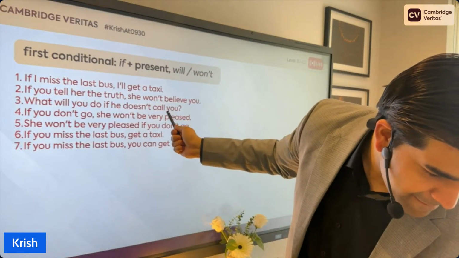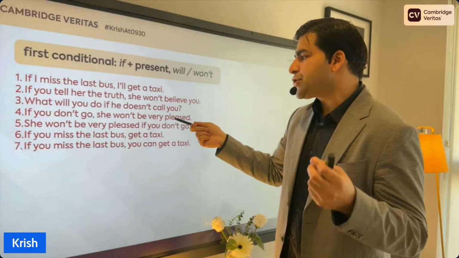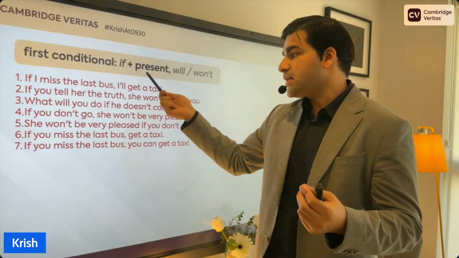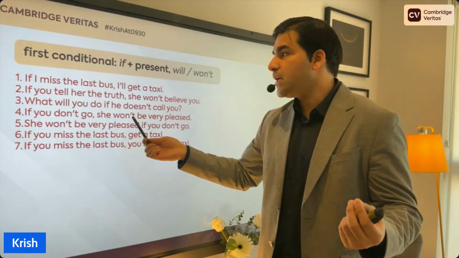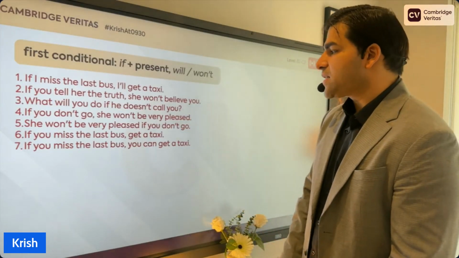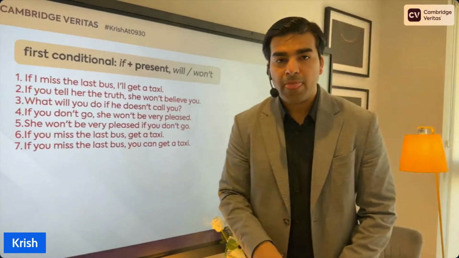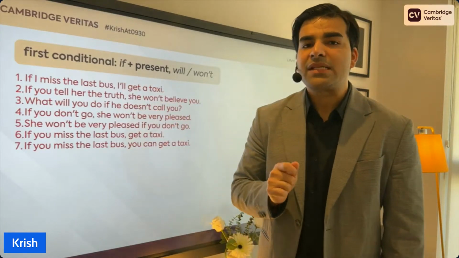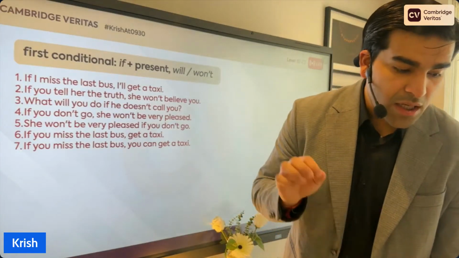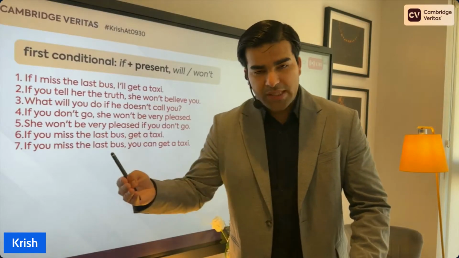All right, here we go. If you don't go, she won't be very pleased. If you don't go, present. She won't be is will not be future. Similarly, I won't bore you reading it slowly now. If you miss the last bus, get a taxi. If you miss the last bus, you can get a taxi. In all these sentences, number 6 and number 7 are slightly different, correct? Park that to the side because we're going to be elucidating on it in a short while.